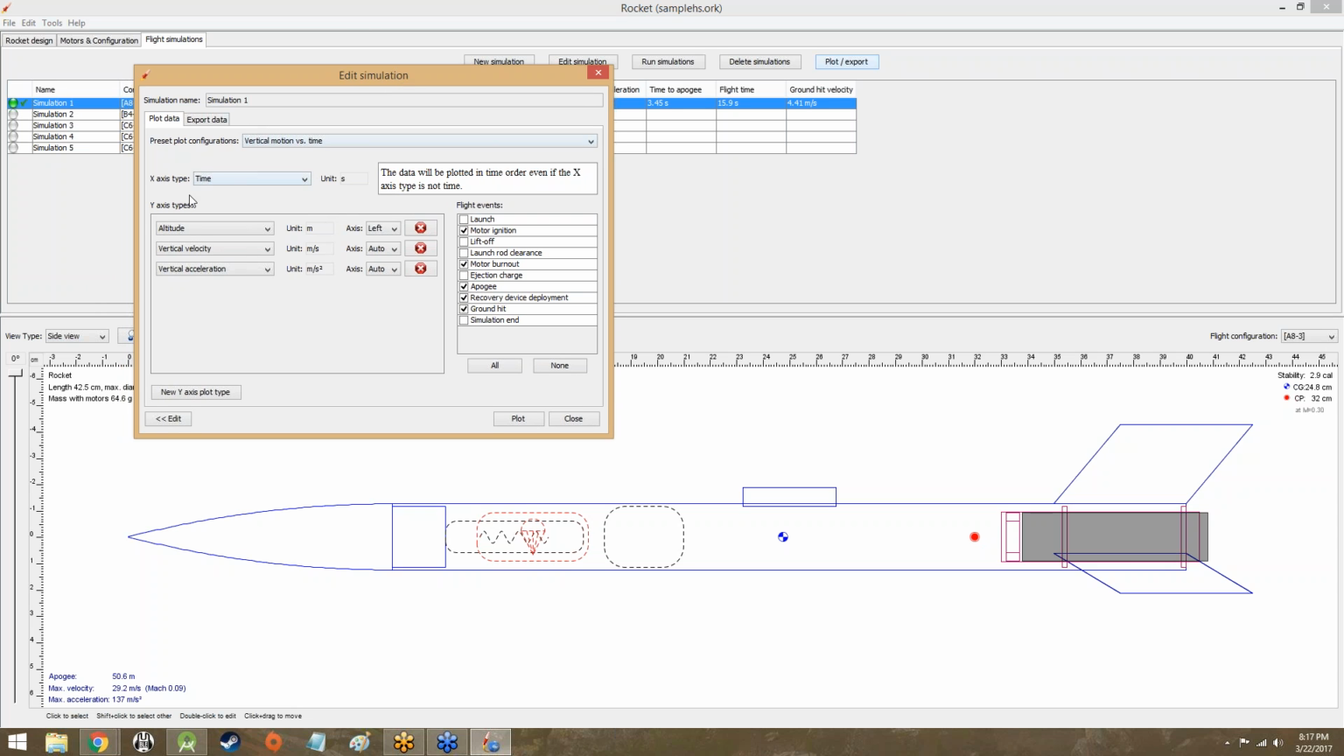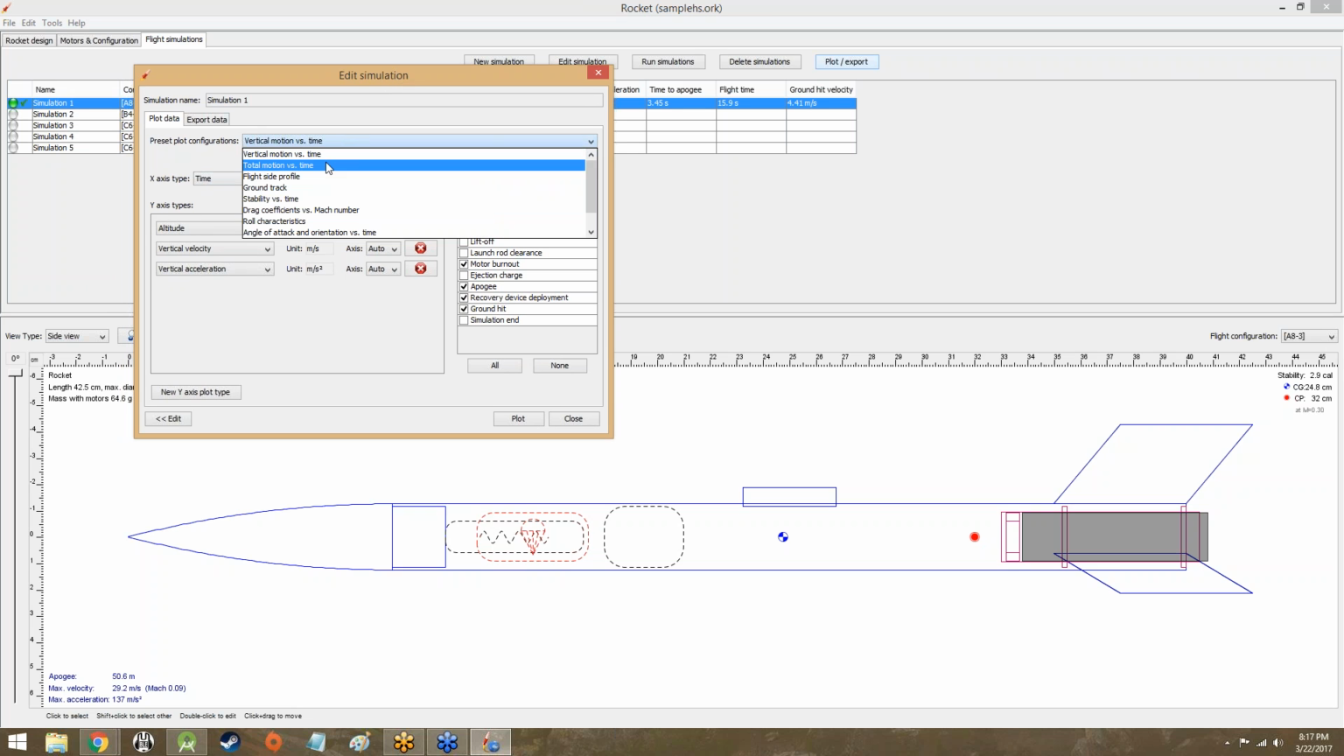We've got preset plot configurations: vertical motion versus time, which is actually what we're interested in, so we're going to keep it there. But we can do total motion versus time, flight side profile, ground track, stability versus time, drag coefficients versus Mach number, roll characteristics, angle of attack, and orientation versus time.